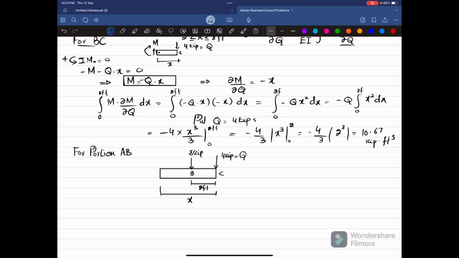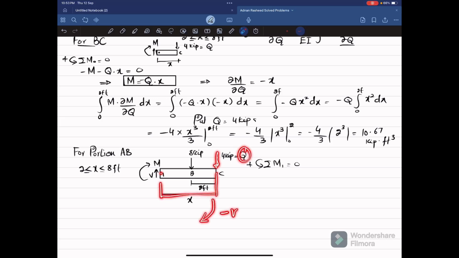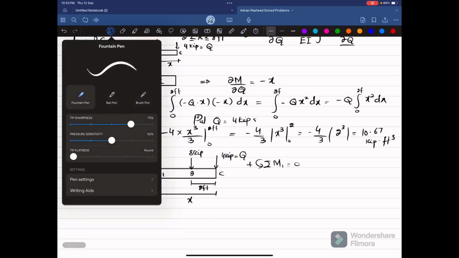X is variable. Clear? So when you cut it, you will be having a shear force V, and you will be having a moment. And x is greater than or equal to 2 feet and less than or equal to 8 feet. Okay. Now we will find this moment equation by using the sum of all moments about point 1 equal to 0 and taking the counterclockwise moment as positive. So you can see about point 1 the moment is this Q into perpendicular distance x. This is clockwise, so it will be negative.